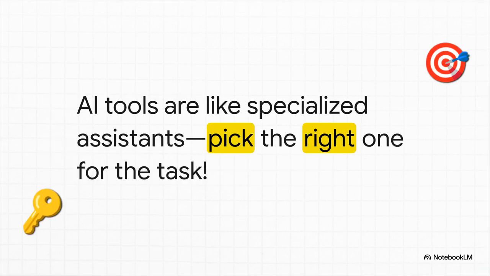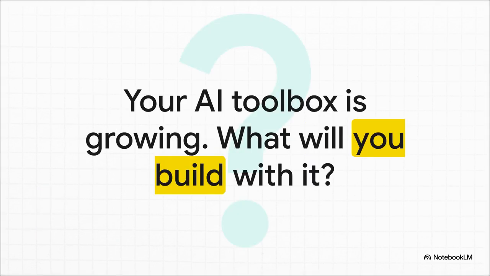Look, if you only remember one thing from all this, let it be this. Stop thinking of AI as just one thing. It's not. It's a team of specialized assistants. The real skill, the thing that's going to set you apart, is learning which assistant to call on for which task. So there you have it. You've got the toolbox. You know what each tool does best. The only question left is, well, it's the most exciting one. What are you going to build with it? What problem are you going to solve? The possibilities are really just getting started.